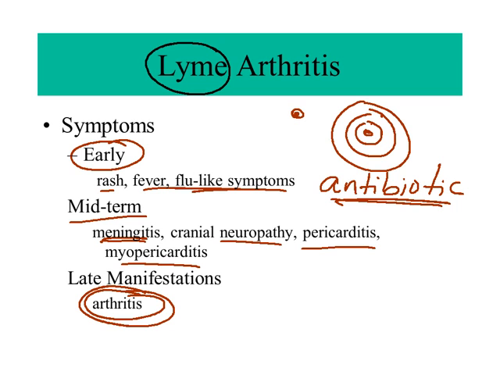Deer ticks are usually tiny. They look like a freckle. You don't even realize you've got them on you half the time. They're small.